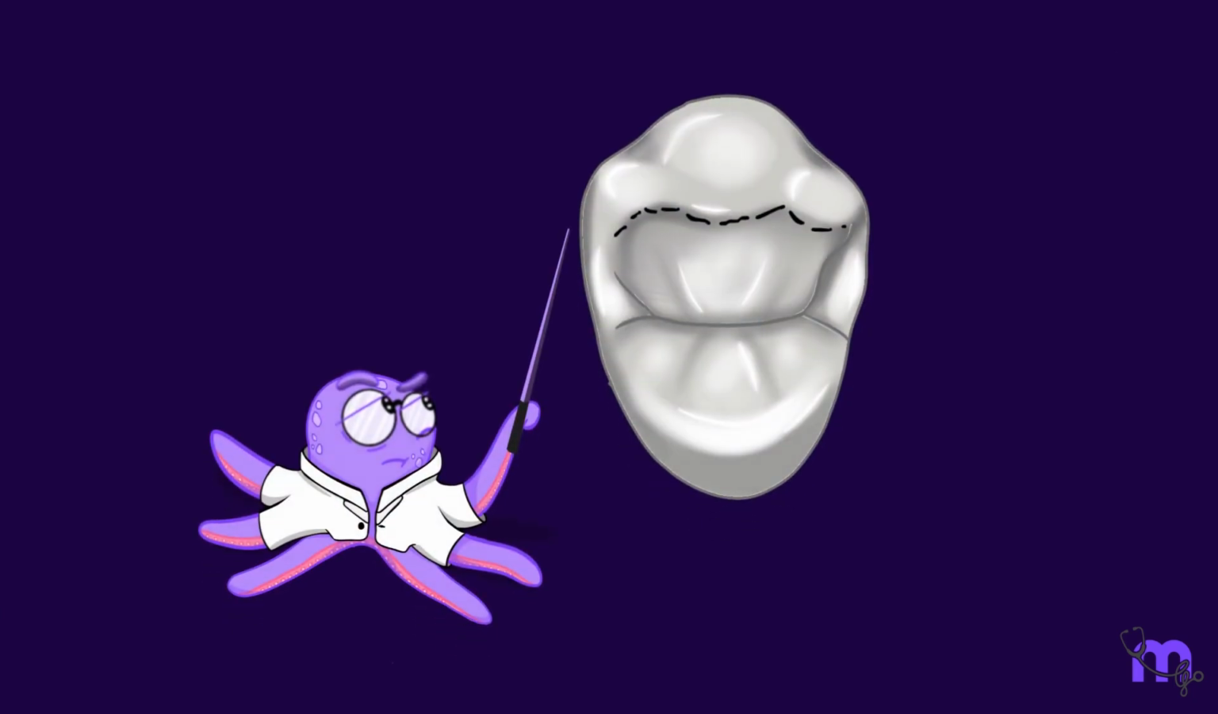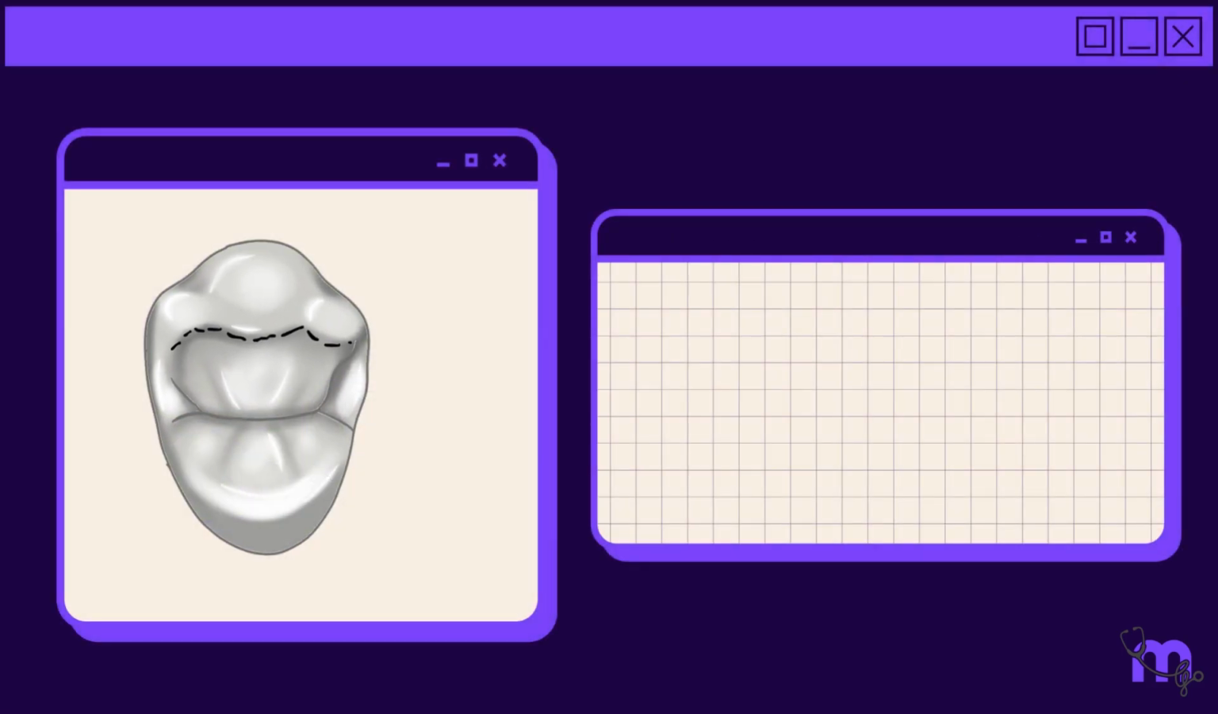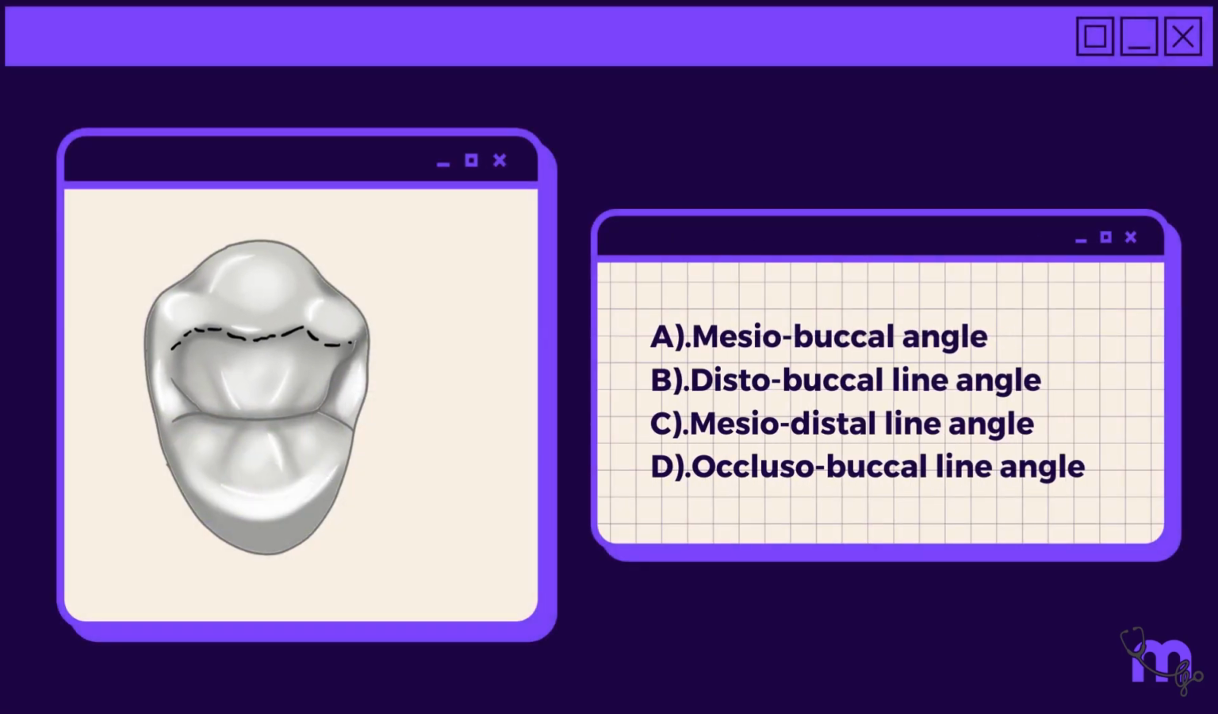Now take a look at this illustration of maxillary first premolar. Try to name the marked line angle of the tooth. Choose the correct option from below. The correct option is D, occluso-buccal line angle.